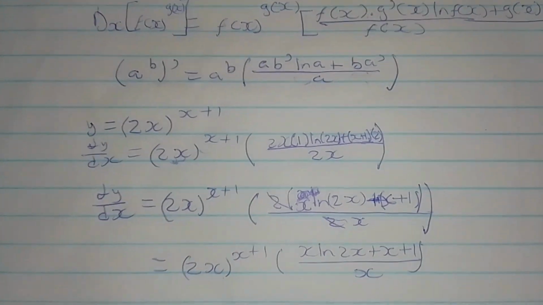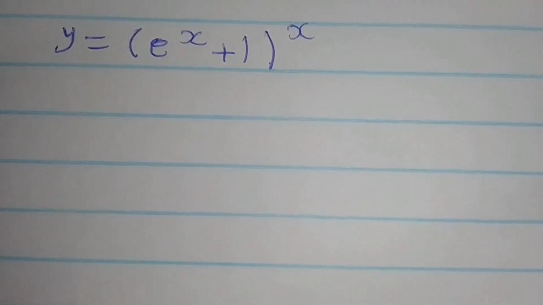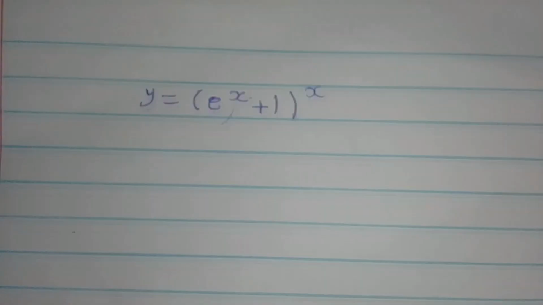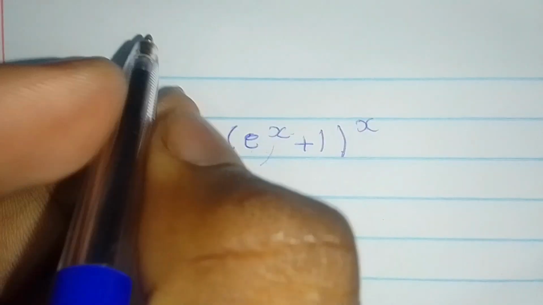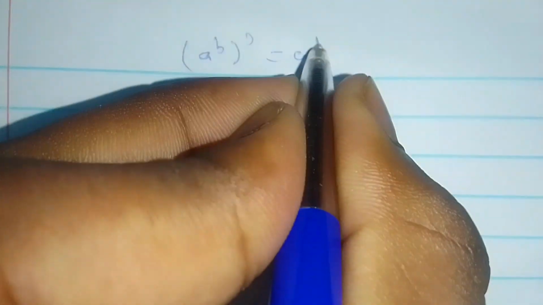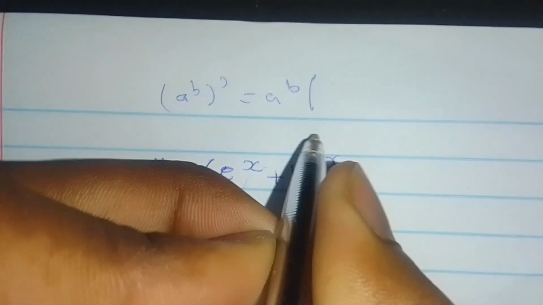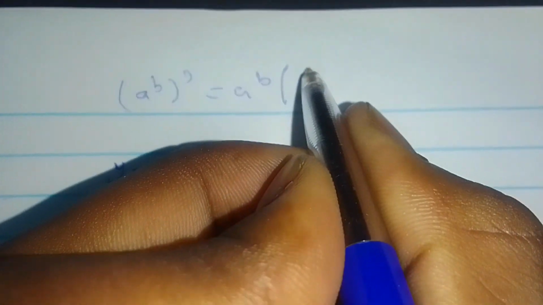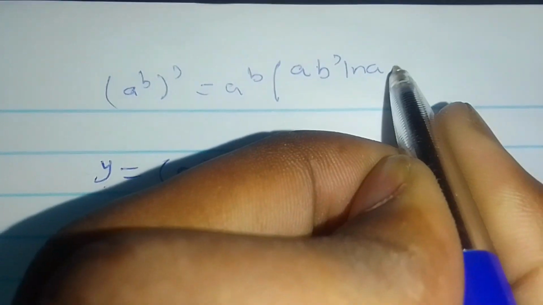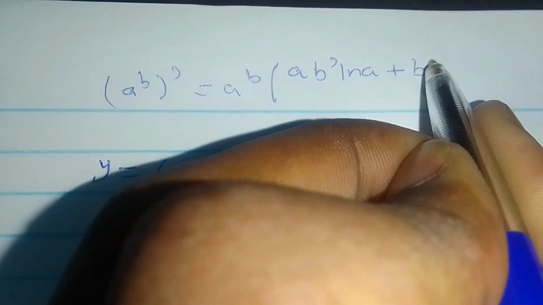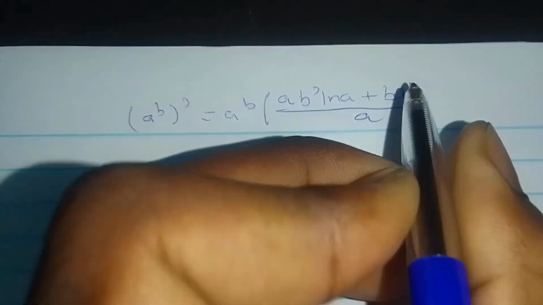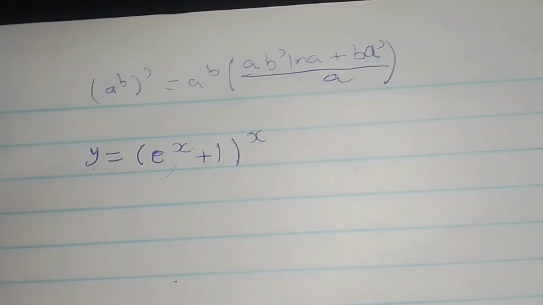Another example. Now let's say I want to derive y equals e to the power x plus 1, all raised to the power x. You still remember the formula? The formula says that if I'm deriving a to the power of b, this is going to be a to the power of b multiplied by a times the derivative of b times the natural log of a plus b, the derivative of a divided by a. And that's the formula you're going to use to derive this.